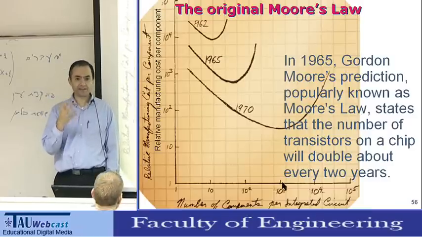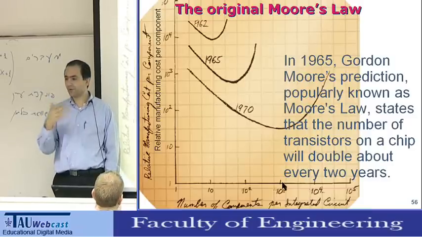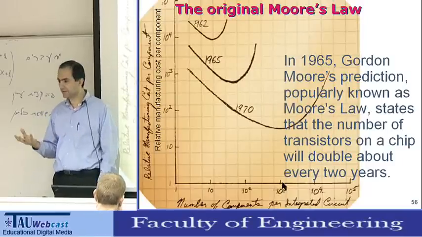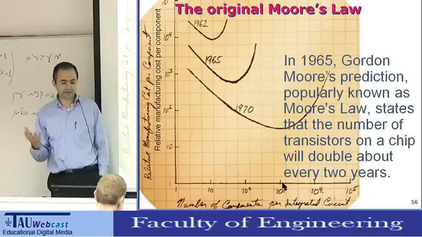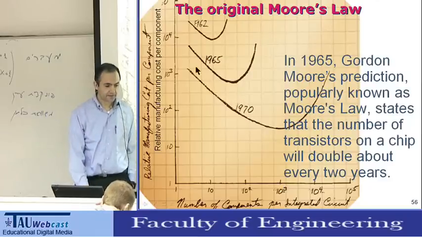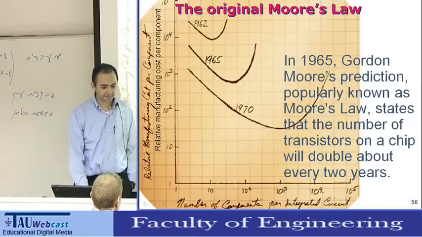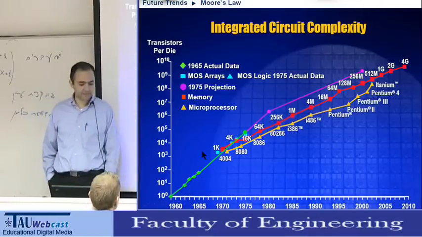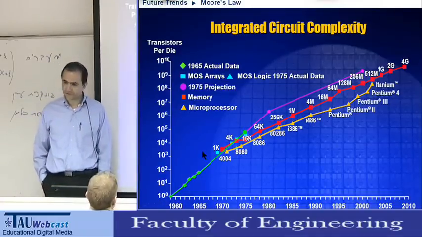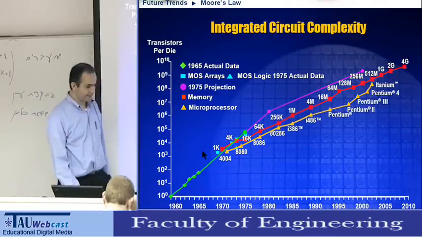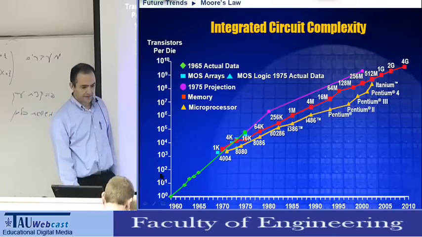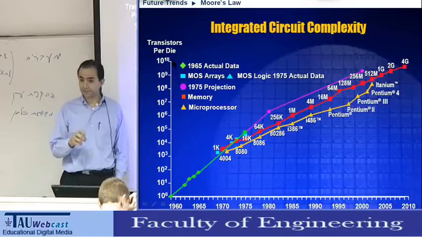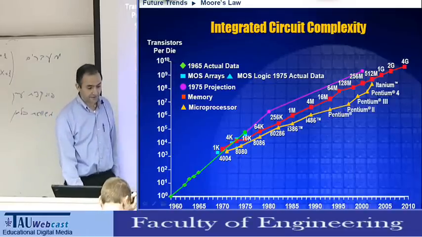So he predicted the exponential growth rate of the number of components, let's say the number of transistors in a chip. That is Moore's law. This is, by the way, the original foil. And this is a graph presented by Gordon Moore himself a few years ago. And what we can see is the log scale, the number of transistors per die, the number of components per die. And this is the year.